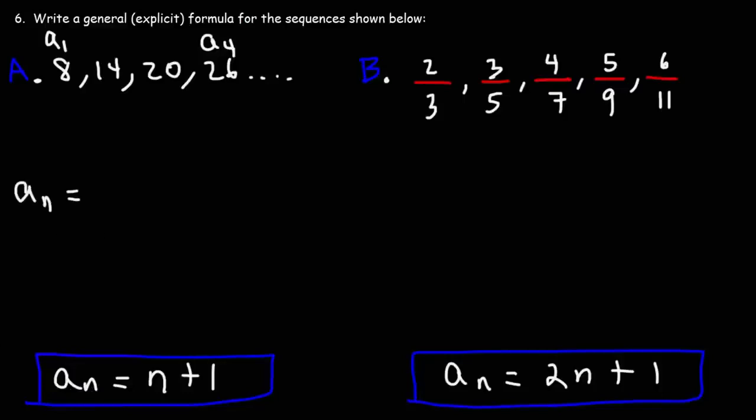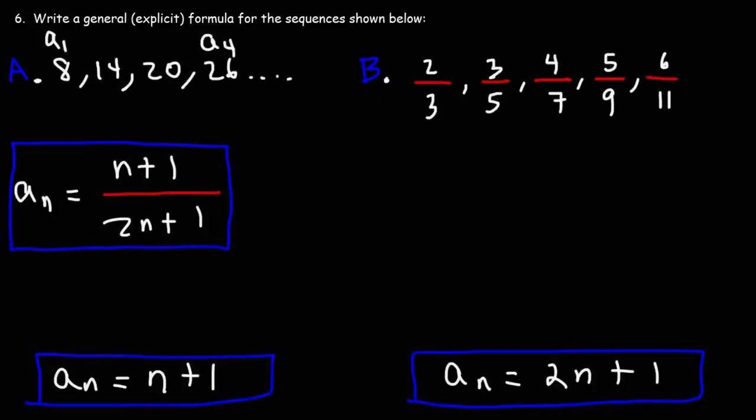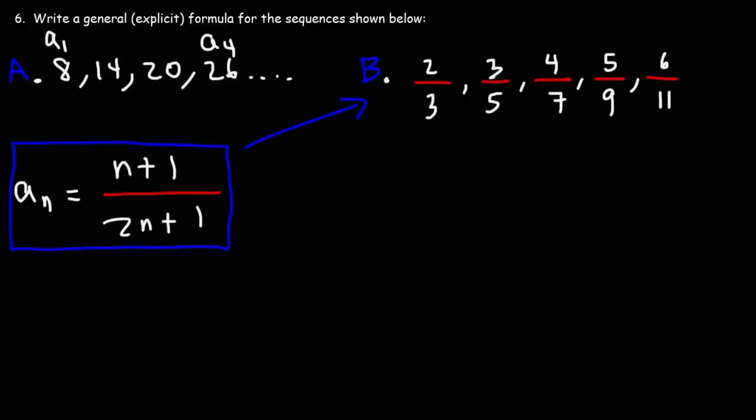So we're going to write a sub n, and we're going to write it as a fraction. The sequence for the numerator is n plus 1. The sequence for the denominator is 2n plus 1. So this right here represents the sequence that corresponds to what we see in part B. And we can test it out.